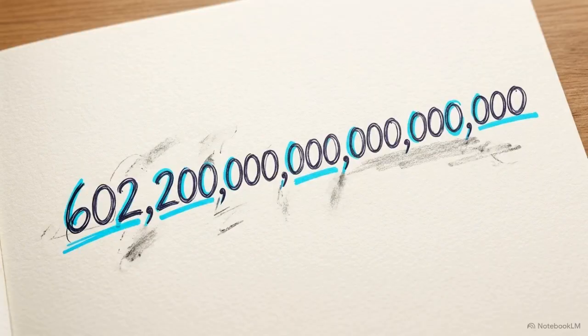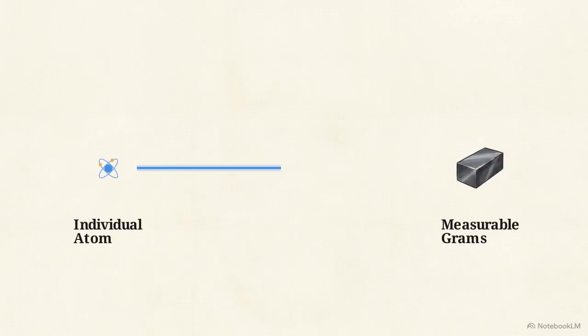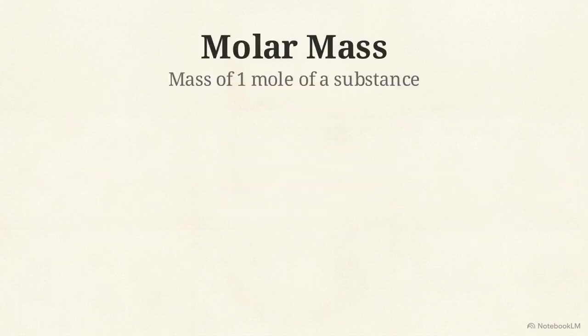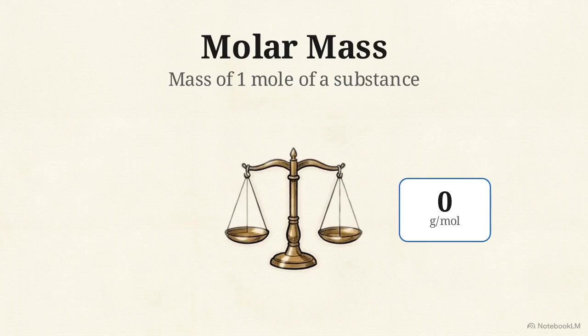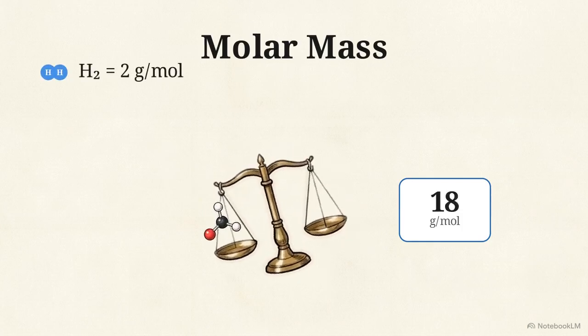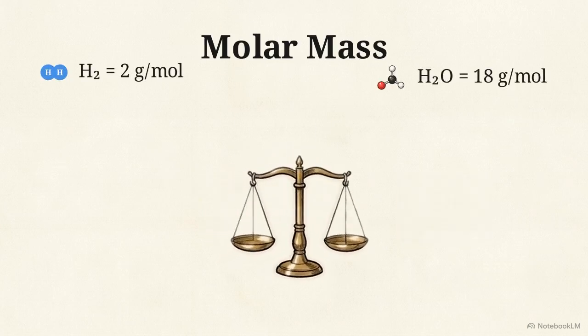Write down Avogadro's number. 1 mole equals 6.022 times 10 to the 23rd power. This number allows us to bridge the gap between individual atoms and measurable grams. Underneath, define molar mass as the mass of 1 mole of a substance. Record 2 reference points. H2 is 2 grams per mole, and H2O is 18 grams per mole.